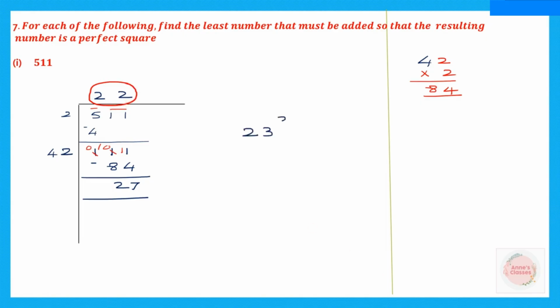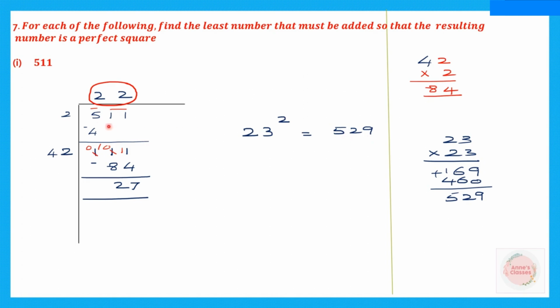Now find the square of 23. That means 23 into 23. 3 3's are 9, 3 2's are 6, 2 3's are 6, 2 2's are 4. Plus, here we have 9, 6 plus 6 is 12, carry 1, 4 plus 1 is 5. So 529. That means we need to add a number to 511 to make it 529. Only then it becomes a perfect square.